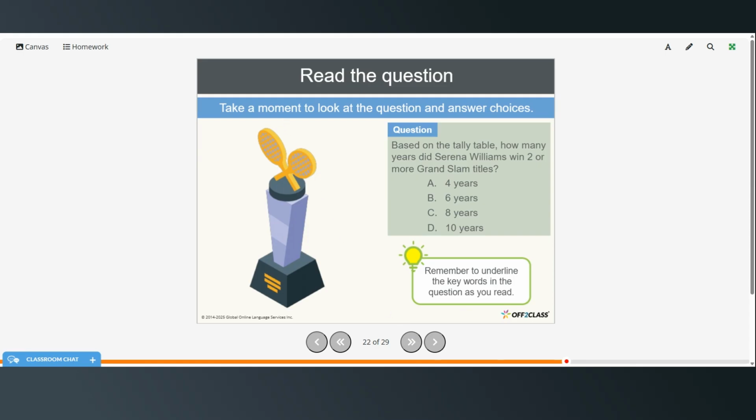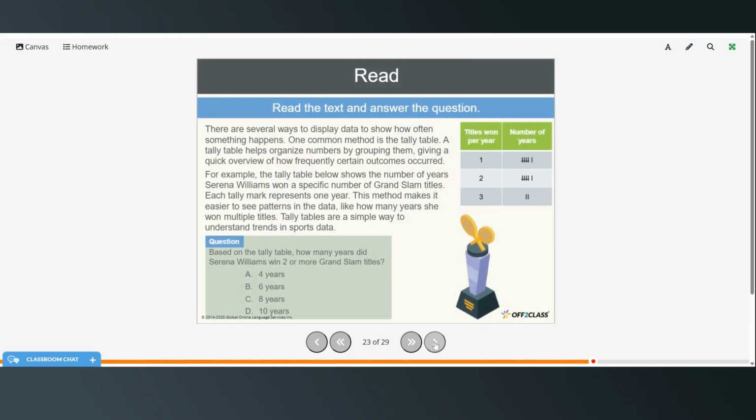So take a moment again to look at the question and the answer choices, and again remember to underline the key words in the question as you read. Now pause the video, read the text, and then use the tally table to help you in answering the question.